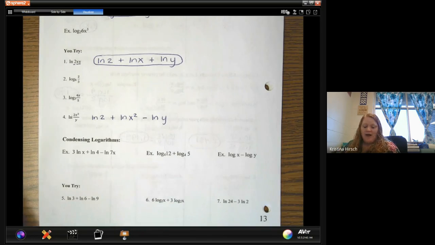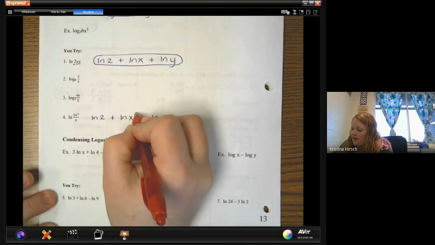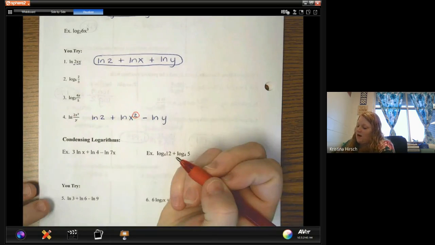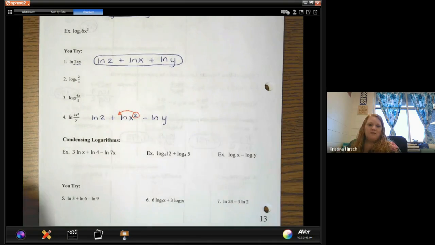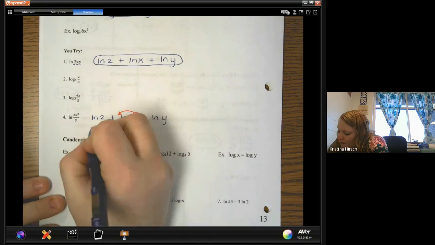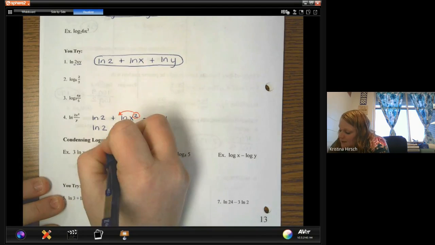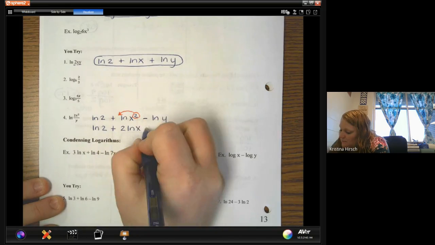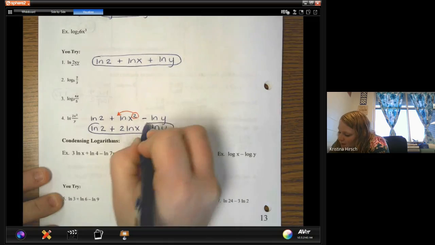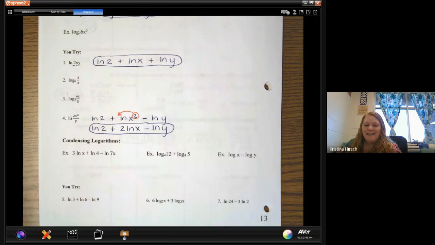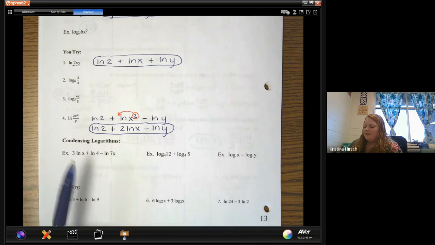Now we're not quite done with that, because we have a what? Exponent. And so we have a square. So the square has to come to the front of whatever term it's attached to. So remember, that exponent gets moved to the front, it becomes multiplication. So what we end up with then is the ln of 2 plus 2 ln of x minus the ln of y. All right, so that is condensing, or not condensing, just kidding. That is expanding.